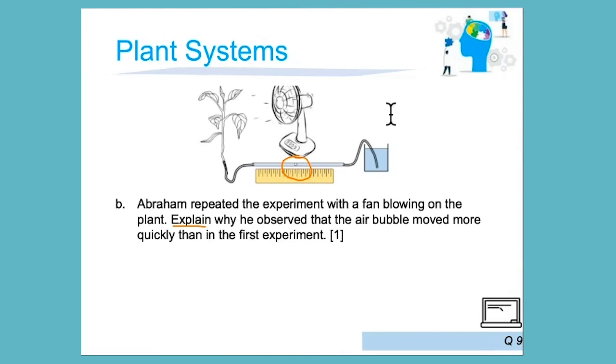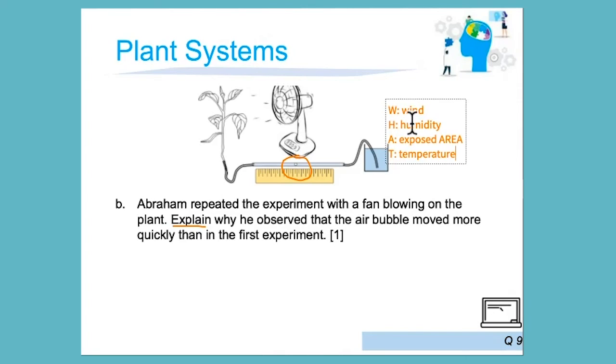So there was an acronym for it, WHAT. W stands for wind. H stands for humidity. A refers to exposed area of the leaf. That means how big or how small my leaves are. And T stands for temperature. I don't have time to go into detail how each of these affect the rate of transpiration, but these are the same factors that affect the rate of evaporation. So you may have to go back to revise.